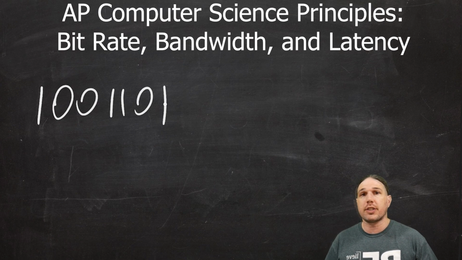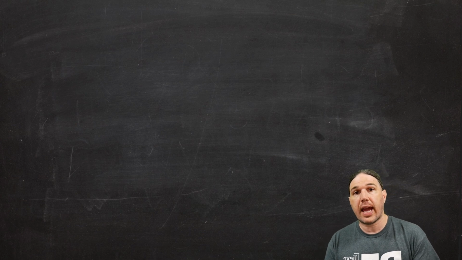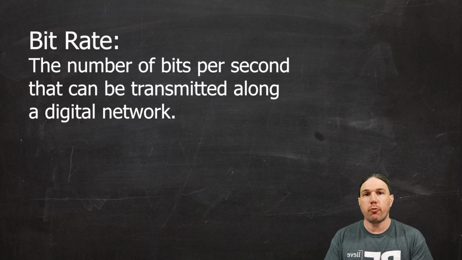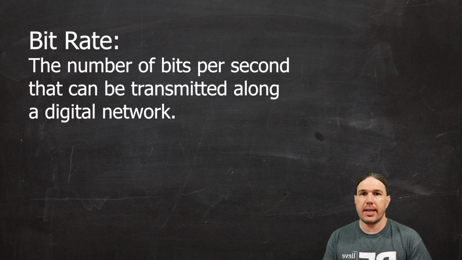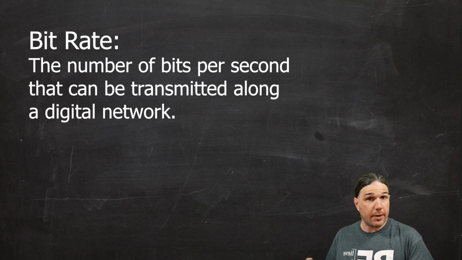But, of course, we use electrical impulses and flashes of light through either copper wire or fiber optic wire. This leads us to our first vocabulary word for the day, and that is bit rate. Bit rate is exactly what it sounds like. It is the rate at which you are sending bits. How many bits are you sending every second? In my little demonstration, I was sending 1 bit per second, so that would be my bit rate.